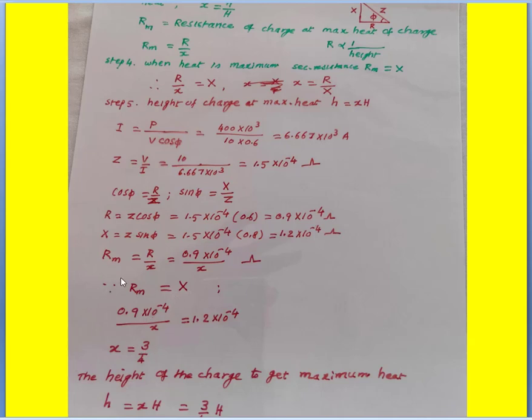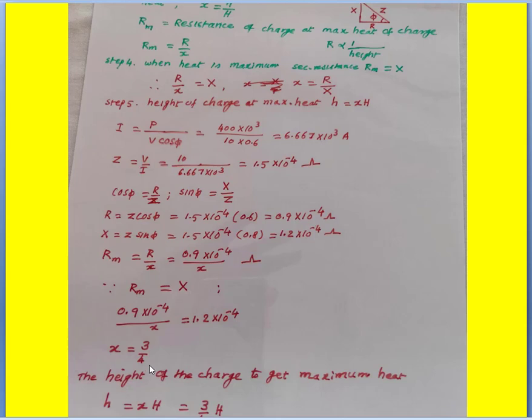So we use this formula, this value, to get the x value. So in place of Rm we write this: 0.9 into 10 power minus 4 divided by X is equal to, X value is nothing but 1.2 into 10 power minus 4, we write here. So once we simplify this we get x is equal to 3 by 4.